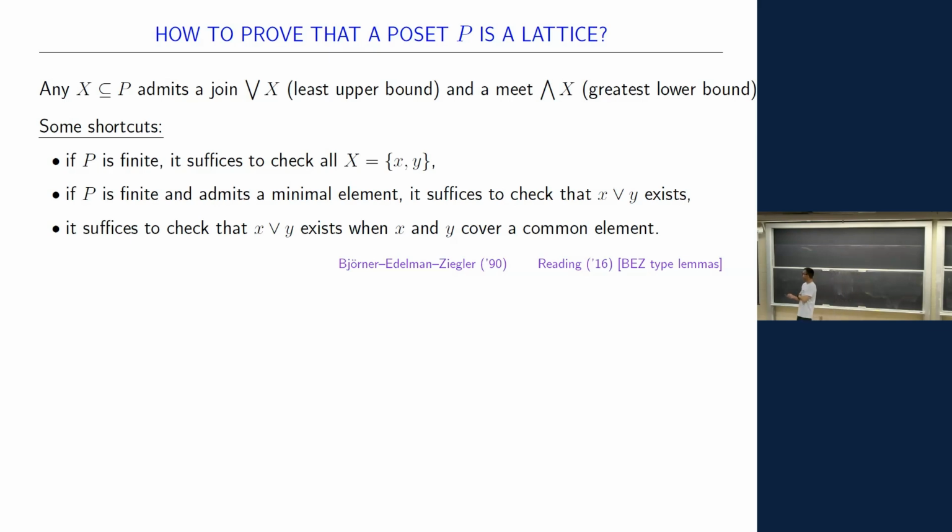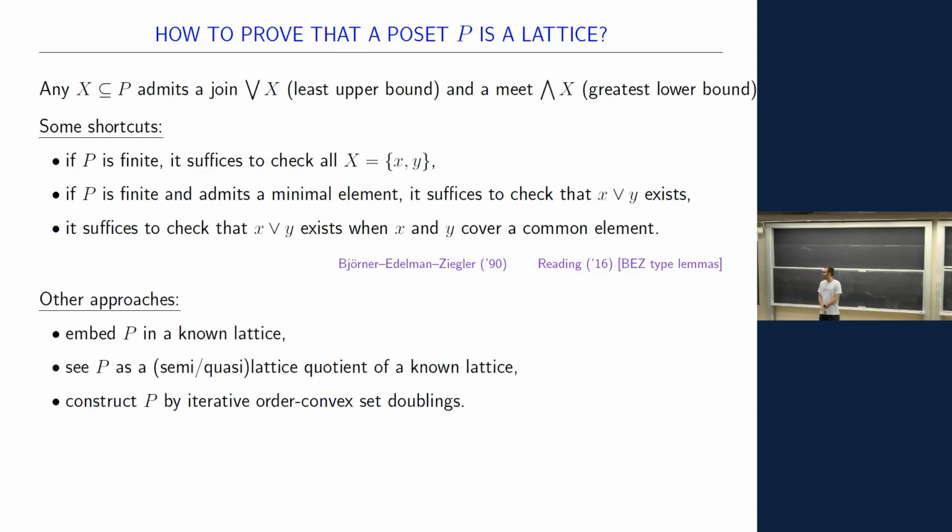And there is also a very important lemma, which says that it is enough to check existence of the join for x and y that cover the same element. This is called the BEZ lemma, for Björner, Edelman, and Ziegler. It's a very important lemma. It really simplifies a lot of things. There is actually a whole industry of BEZ type lemmas in Reading's survey. So that's when you try to prove that you have a lattice from scratch.